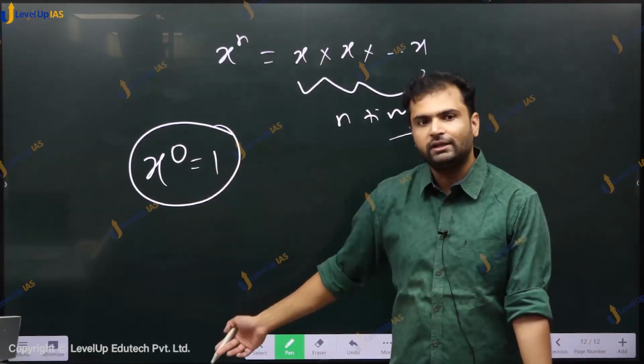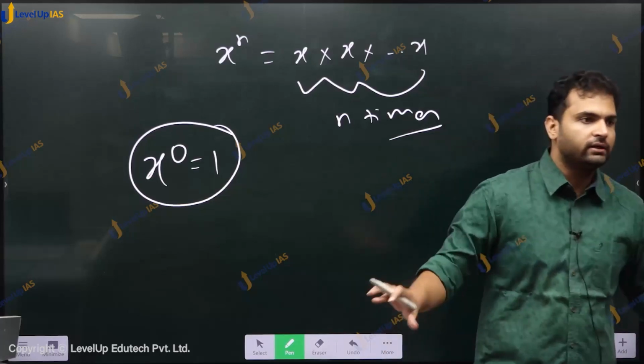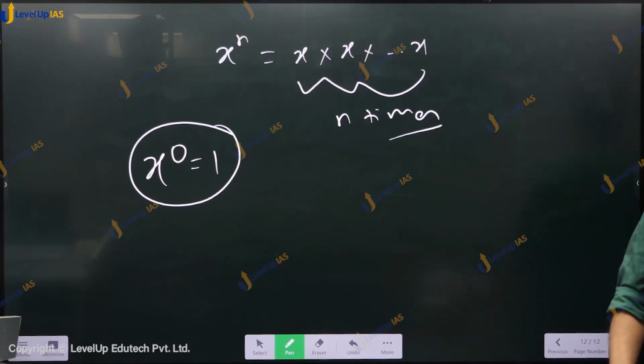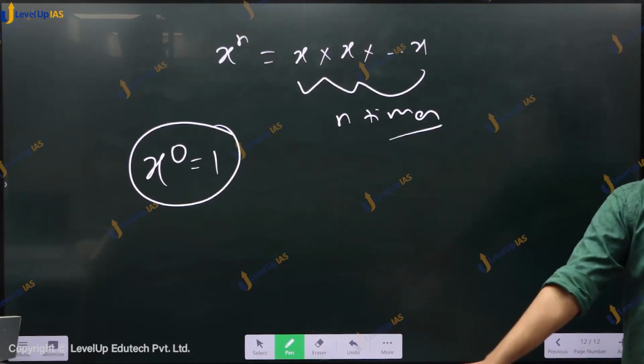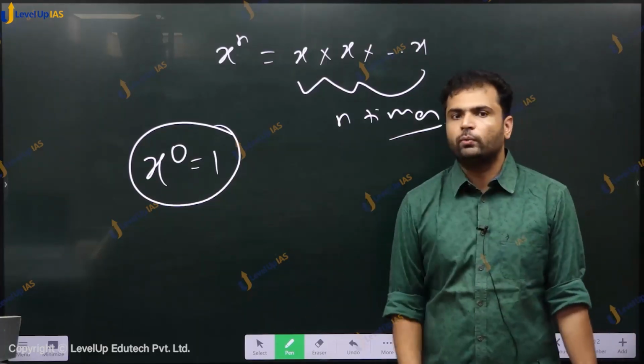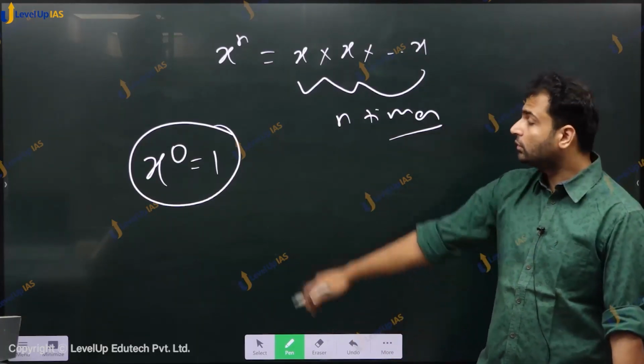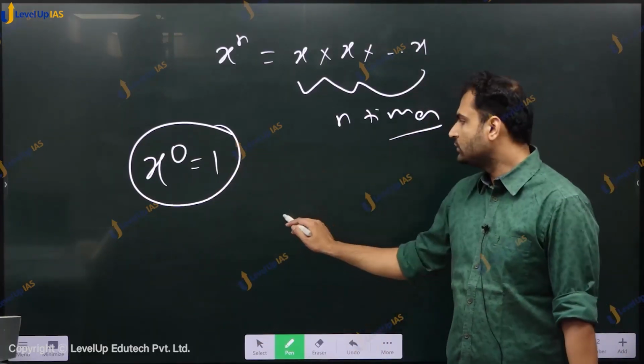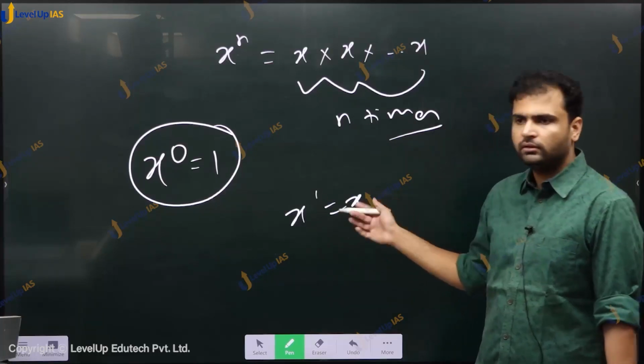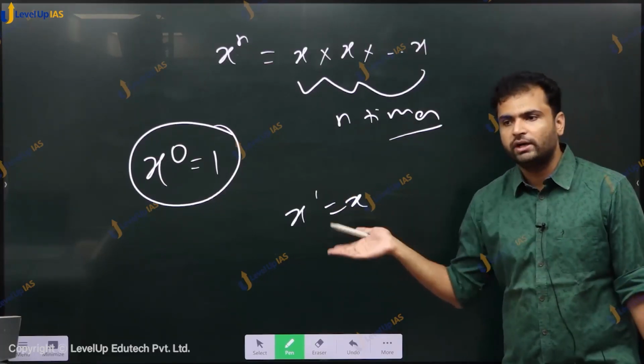We define it like this because if we don't, there are inconsistencies, and we don't want inconsistencies. We want consistency everywhere. That is why we define x to the power 0 as 1. And as we know, x to the power 1 is x. That is self-explanatory. X multiplied 1 time means only x.